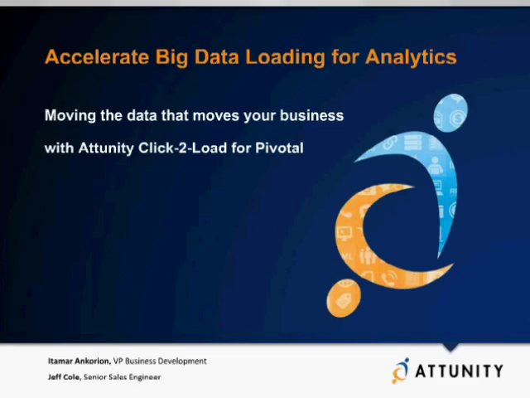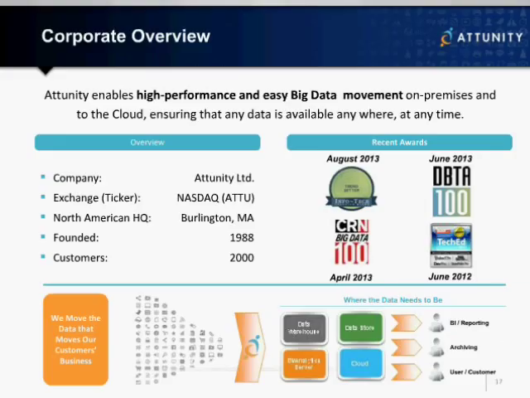So as a very quick introduction about Attunity, Attunity is a leading provider of software solutions that enable high performance, fast, easy, big data movement on premises and in the cloud to enable data to be available where and when people need it. A key focus in that is on BI and analytics. We're a Nasdaq-traded company with a global presence, founded over 20 years ago, with over 2,000 customers across all major industries that use our software on a global basis.